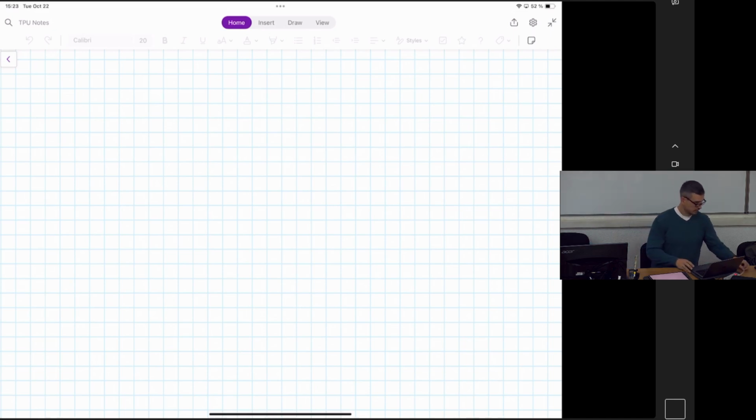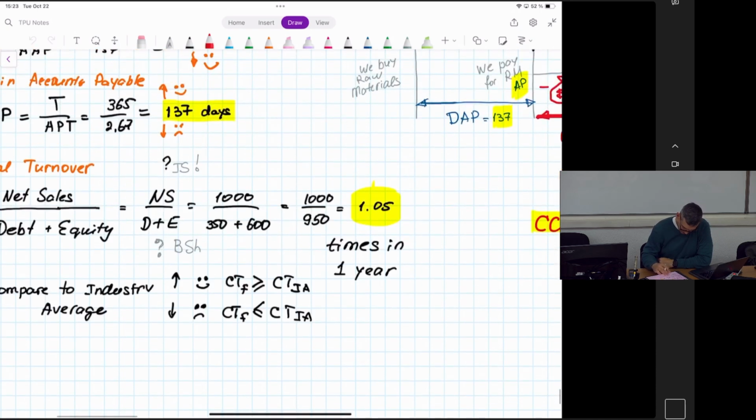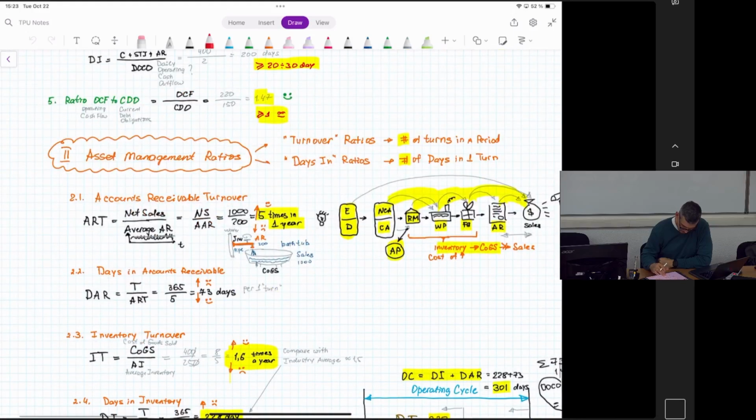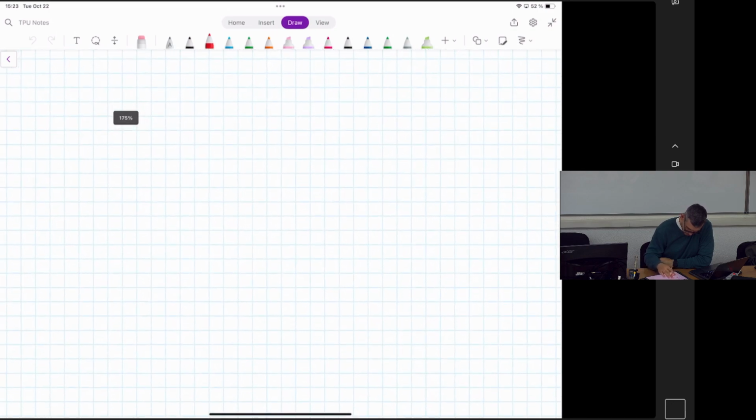Okay, let's begin our discussion of a new aspect of financial management, which will be called number 3. We already discussed the asset management ratios. The next group of ratios will be called profitability ratios.